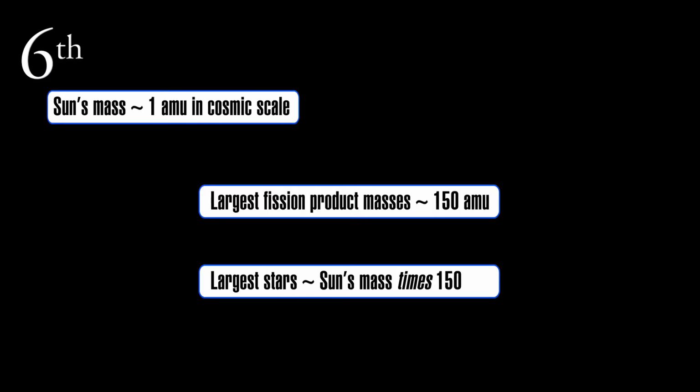Sixth, the Sun's mass is about the mass of one cosmic scale atomic mass unit. In fission and explosions, the largest fission products are about 150 atomic mass units. Astronomers estimate the largest stars are about 150 solar masses. Another coincidence? I doubt it.